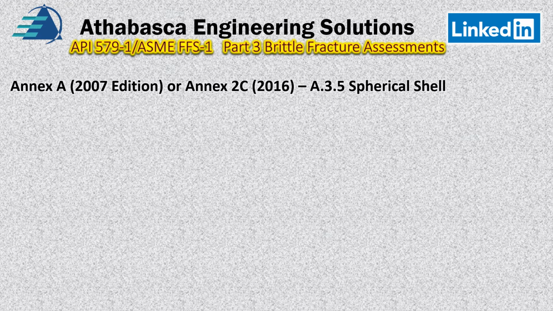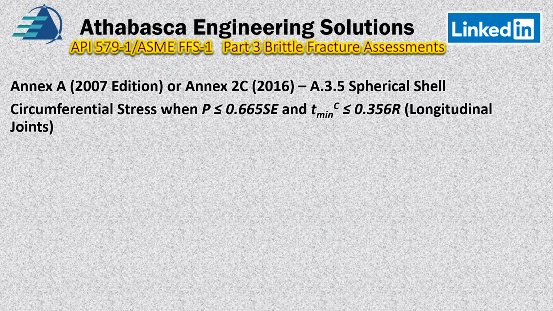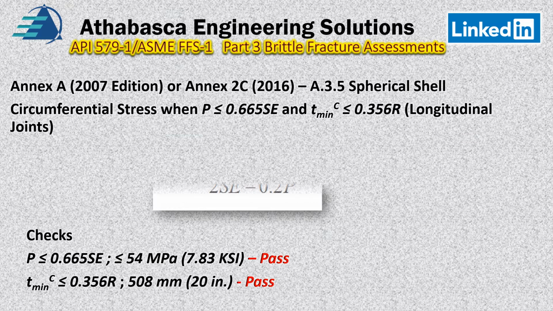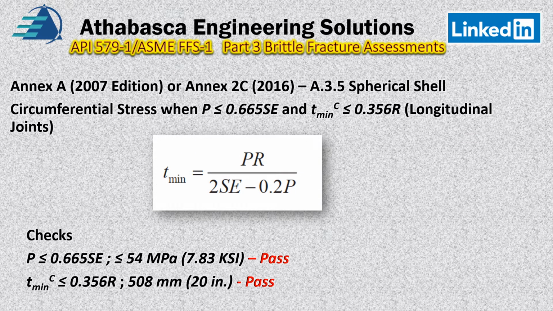We're ready to perform some calculations, just like the previous example, and we do some tests to make sure that the equations that we're going to use are applicable, and this is for thick and thin membrane theory. And so here's our check. So we've got a pass there, and we've got a pass there. So therefore, we can use this equation to do our analysis, which is the pressure times the radius over 2 times the stress and the joint factor minus 0.2 times the pressure.